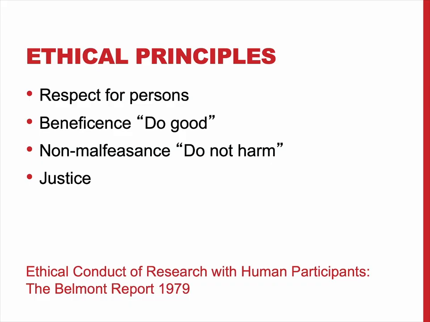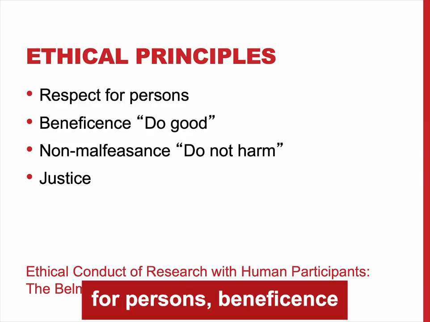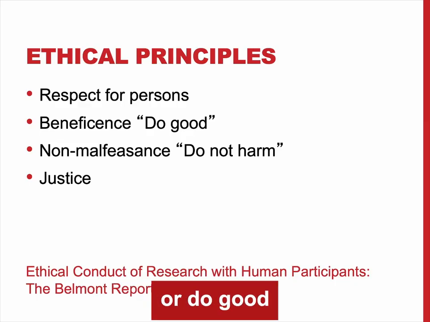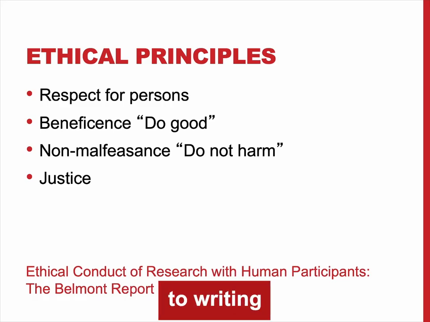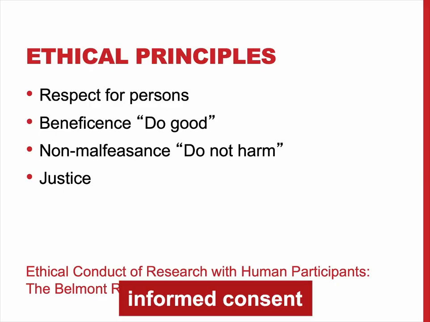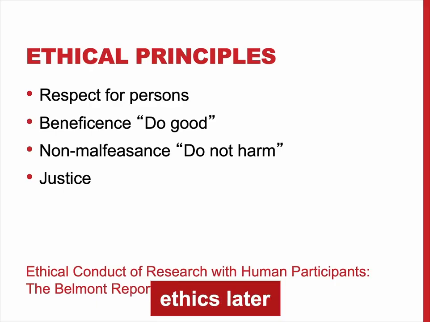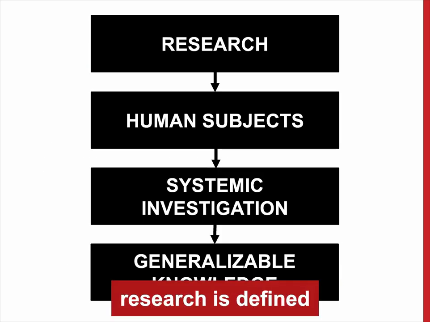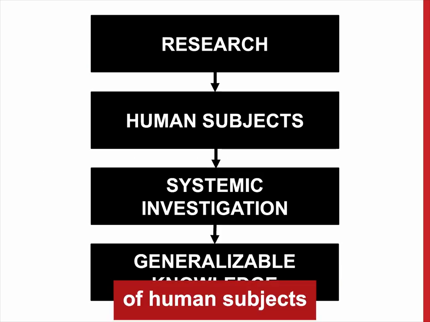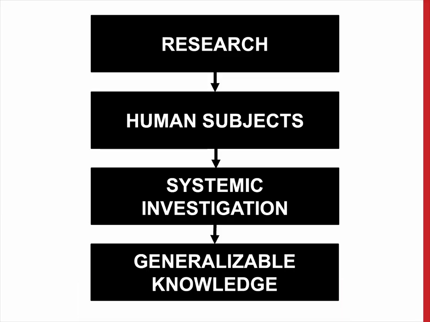participants. The ethical principles that guide human subjects research include respect for persons, beneficence or do good, non-maleficence, do not harm, and justice. We will review how these principles apply to writing a research protocol and obtaining informed consent, and we'll explore these concepts in greater detail in a talk dedicated to research ethics later in this course. In general, research is defined as the use of human subjects in a systematic investigation to produce generalizable knowledge.